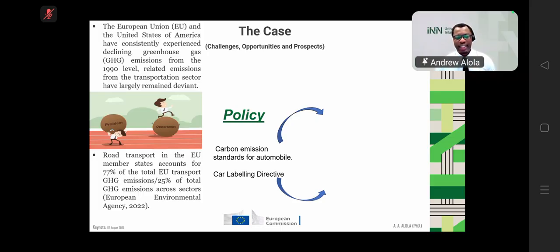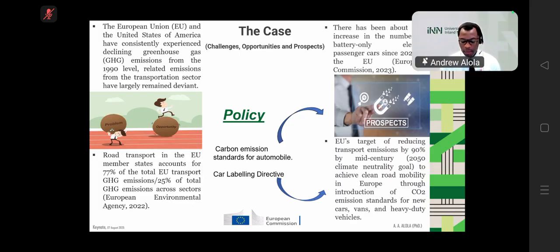And we also know that in the EU, for instance, European Union, road transport accounts for 77% of the total EU transport greenhouse gases, whereas among that, we have 25% of the total greenhouse gases across sectors as well. So the road transport is crucial to this discussion. So what are the prospects then? Where do we see ourselves? What are the things that we aim to achieve?